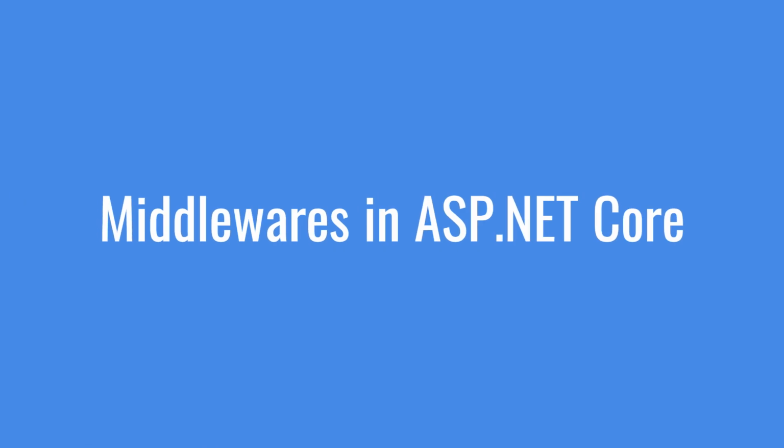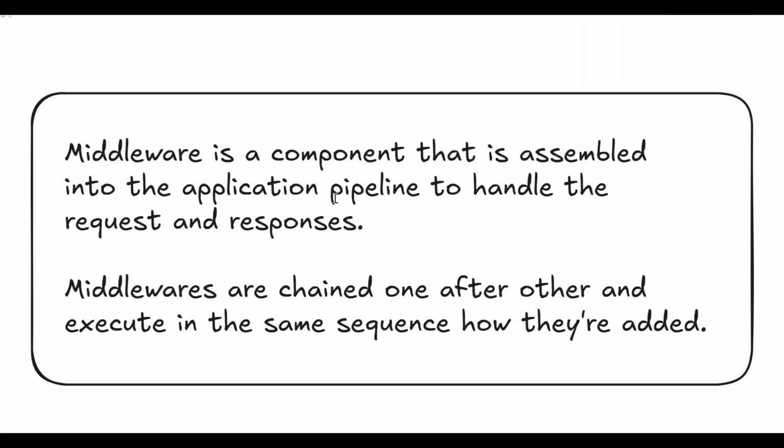Hey there, in this video, let's understand the middlewares in ASP.NET Core. So basically, middleware is a component that is assembled into our application pipeline to handle the request and also the responses. The middlewares are nothing but chain components that are chained one after another.